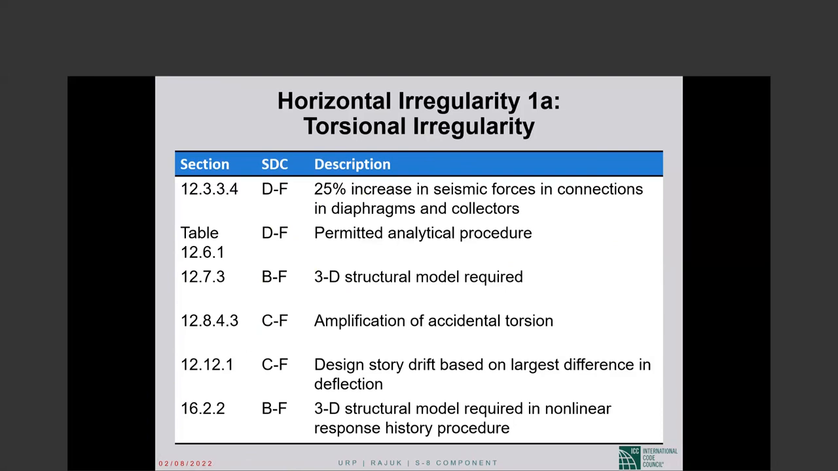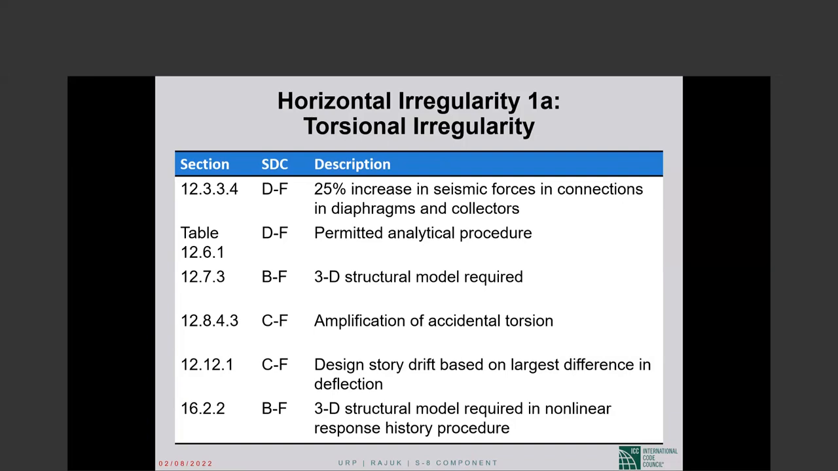Before, when we were discussing collectors having to be designed for load combinations using the overstrength factor, there was a paragraph that I said will come up later, and this is now that later. Okay, so this says 25% increase in seismic forces in connections in diaphragms and collectors. There is somewhere else where you will get more elaboration on that.